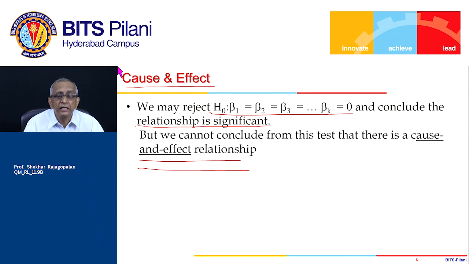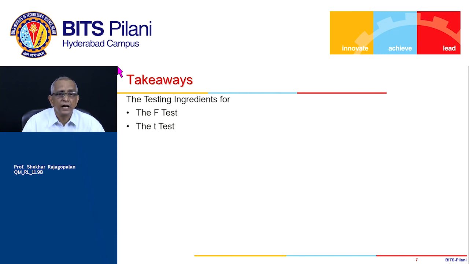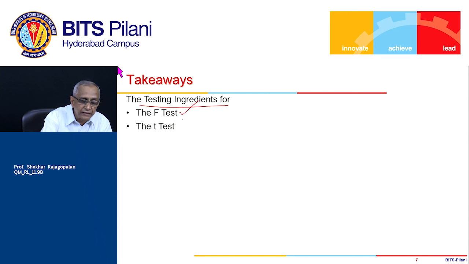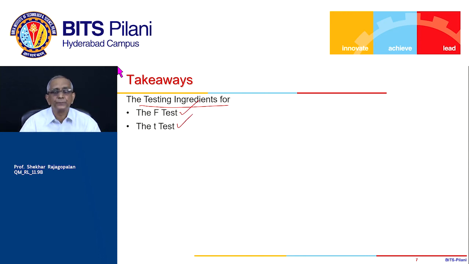Just like I mentioned earlier about smoking and cancer. The point is that incidence of cancer and smoking are positively correlated. And therefore, if I do a regression, the regression will be significant. But the point is that till now, the medical departments have yet to conclude that smoking causes cancer. In this class, we have discussed the testing ingredients for the F-test and the t-test. Thank you.